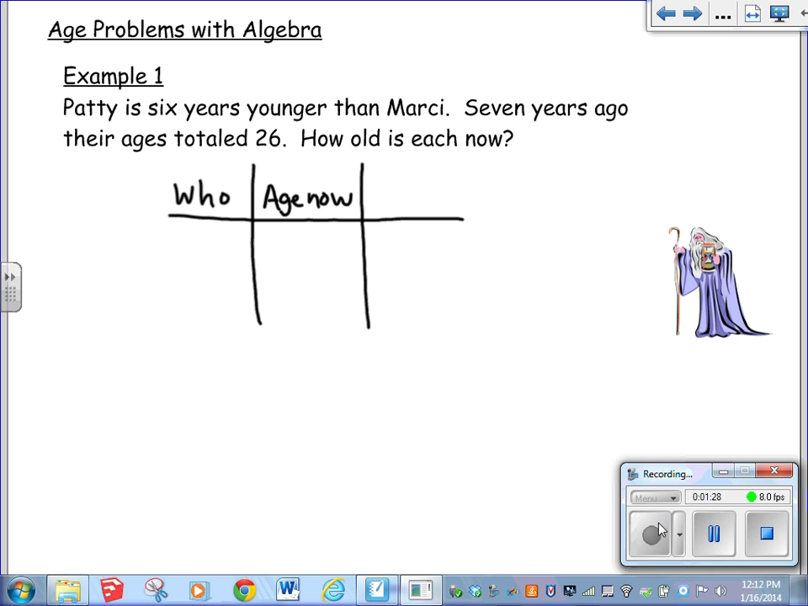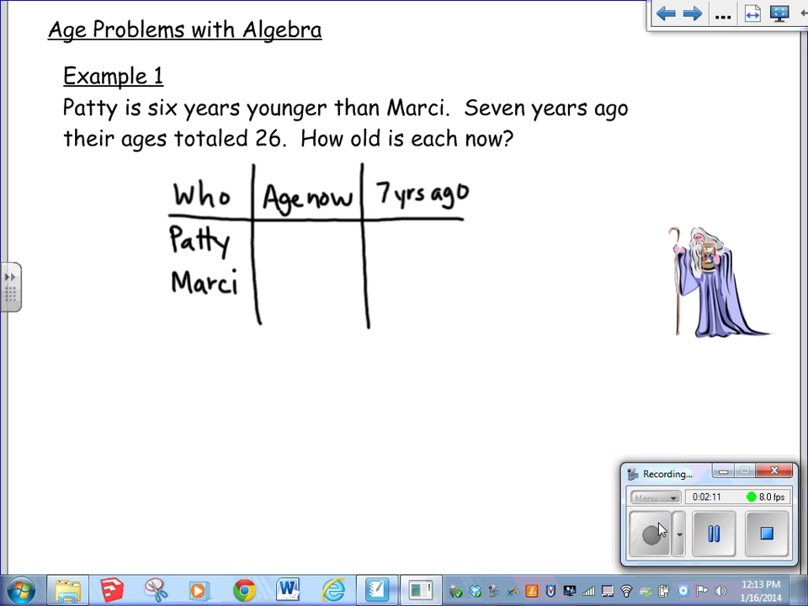What's the different point in time in this first example? Daryl? 7 years ago. So that's what you title your last column, 7 years ago. All right. Now we're going to fill in what we know, and it's going to help us unlock this problem. Age problems can seem kind of confusing, but when you apply our algebra logic to it, they fall apart really nicely. Okay? So under the who column, who is involved in this problem? Mikey? Patty and Marcy. Okay, so we're going to make a Patty line and a Marcy line.